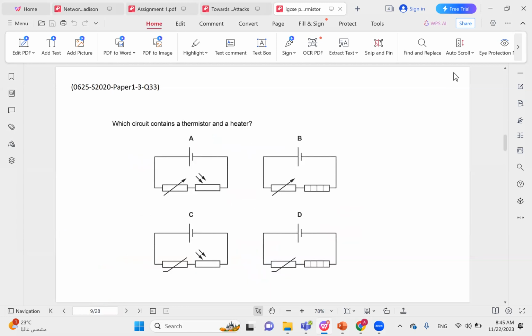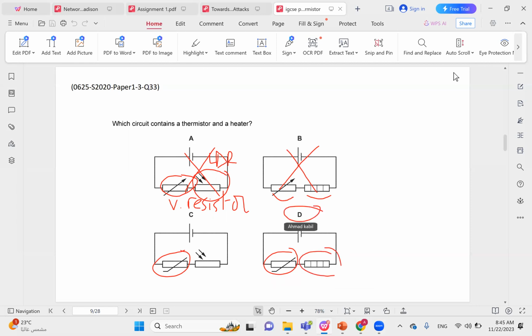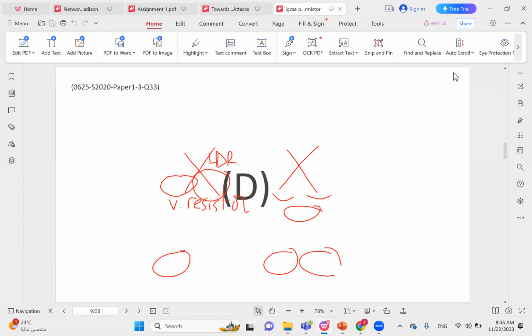Which circuit contains a thermistor and a heater? So of course, this is an LDR. This is LDR. This is a variable resistor. Anyway, so neither one of these is a thermistor. Again, this is a variable resistor. This is a heater. So C and D are the ones that contain a thermistor, because this guy here is a thermistor. And they want a heater as well. So the correct choice would be choice D.